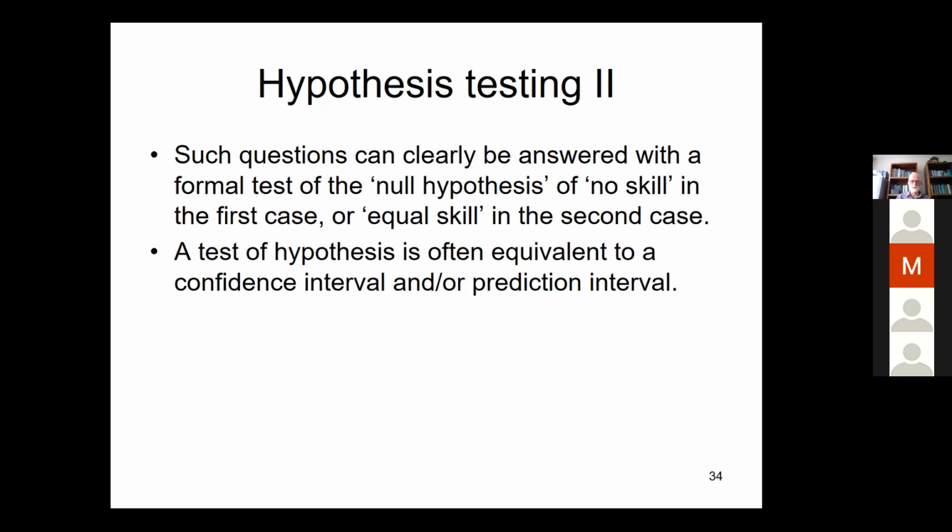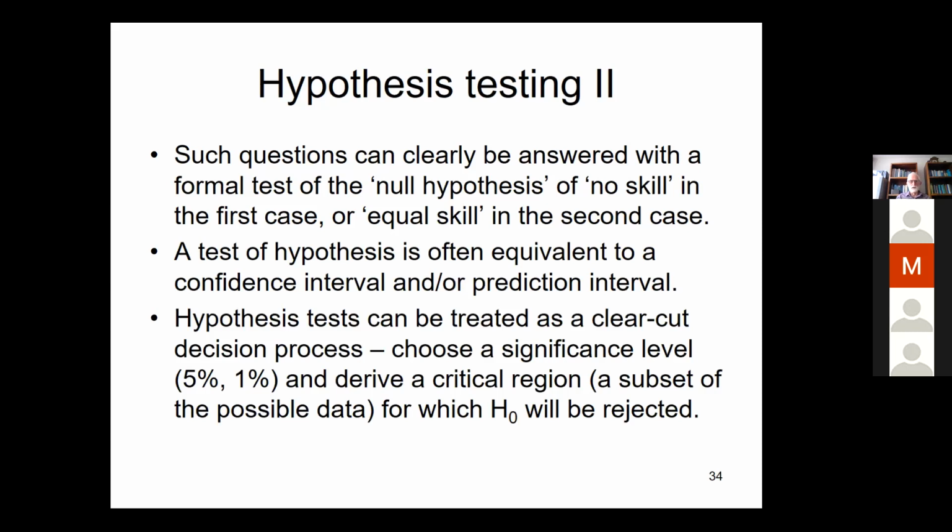And a test of hypothesis is often equivalent to a confidence interval. And hypothesis testing can be treated as a clear-cut decision process, if you like, but without any loss or cost functions. What you do is choose a significance level, often 5% or 1%, but it needn't be. You construct a critical region, that's a subset of possible data, for which H0 will be rejected. Critical region is basically data which you think is pretty unlikely if H0 was true. And if the data that you observe actually fall into that set, you'll reject H0 at whatever significance level you've chosen.